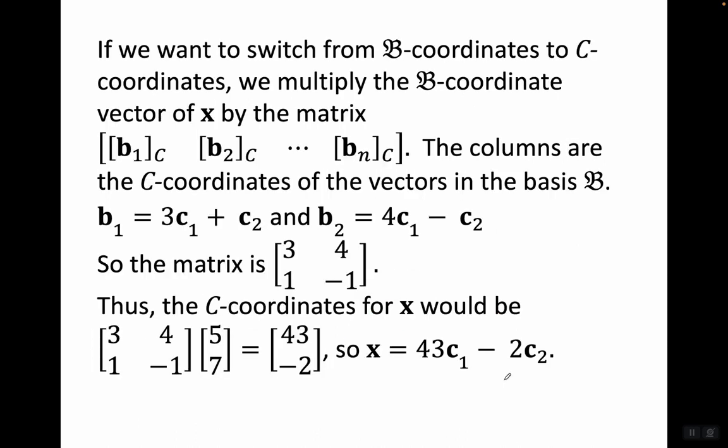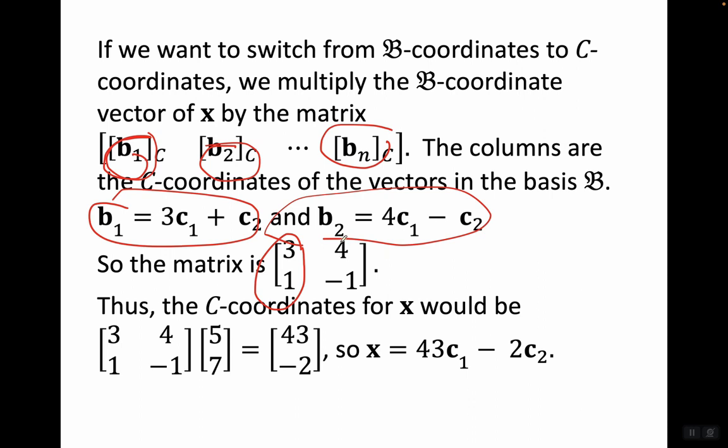If we want to switch from 𝔅 coordinates to C coordinates, we multiply the 𝔅 coordinate of x by this matrix: [b1]_C, [b2]_C, and so on up to [bn]_C. These columns are the C coordinates of the vectors in the basis 𝔅. Since b1 = 3c1 + c2, that's b1 in terms of C, so that's our first column. These are the C coordinates of b1. And since b2 = 4c1 - c2, our second column of this matrix is going to be (4, -1). Those are the C coordinates of b2.